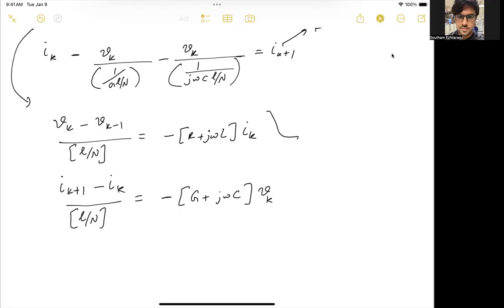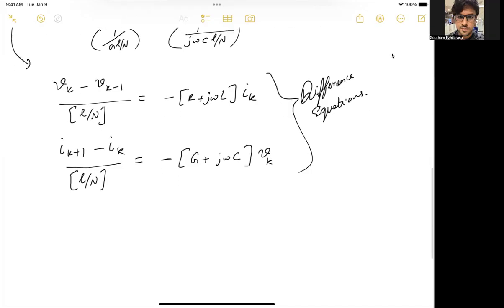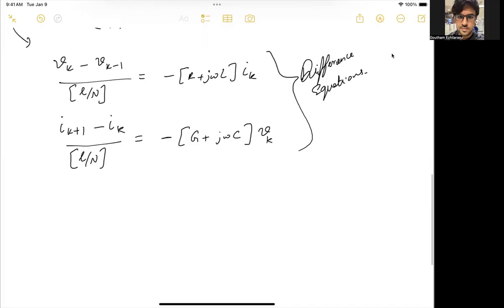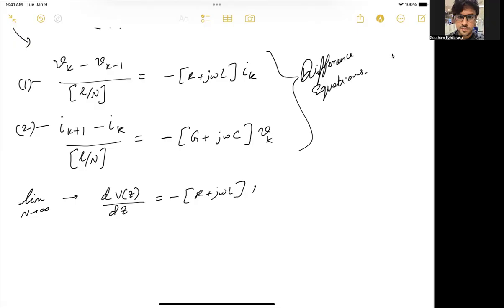So these equations, as you notice, are not called differential equations, but they're called difference equations. And these difference equations are basically a discrete version of a differential equation. So if we take the limit that n tends to infinity, and let's say this is equation 1, this is equation 2, these equations just become dV of z over dz is equal to minus R plus j omega L times I of z. And dI of z over dz is going to become minus G plus j omega C times V of z.